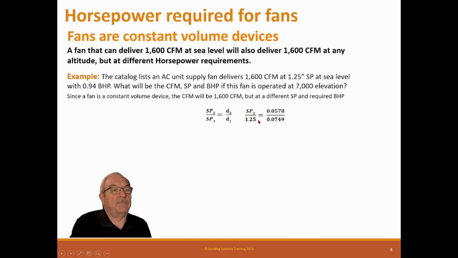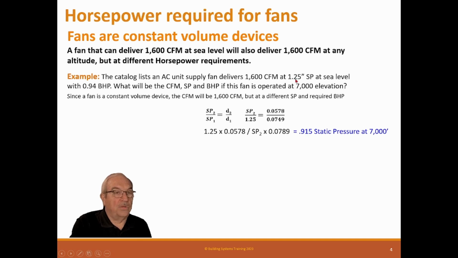So you have static pressure 2 over 1.25 equals 0.0578, which is the density of air at 7,000 feet, over 0.0749, which is sea level. You can do this as a straight ratio, but I always do cross multiplication, which is multiplying this side by this side, and then dividing out this side, and you get the answer. So that's 1.25 times 0.058 divided by that, and that equals 0.915 static pressure at 7,000 feet.